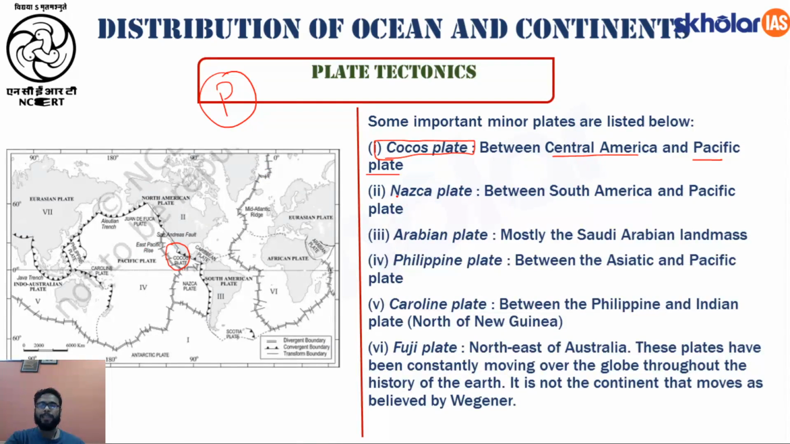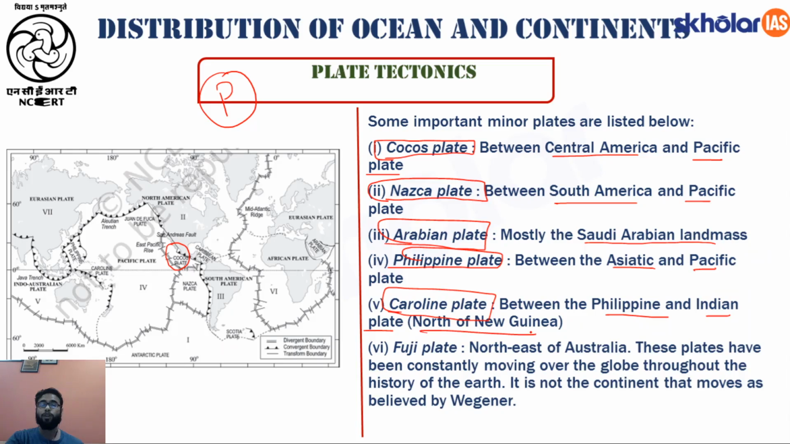Then we have the Nazca plate, which is found to the south of the Cocos plate, which is again between South America and the Pacific plate. Then we have the Arabian plate, which is mostly occupying the South Arabian landmass. Then we have the Philippine plate, which is between your Asiatic and the Pacific plate. Then we have the Caroline plate, very important, which is found between the Philippine and the Indian plate to the north of New Guinea. Then we have the Fiji plate, which is found to the northeast of Australia.